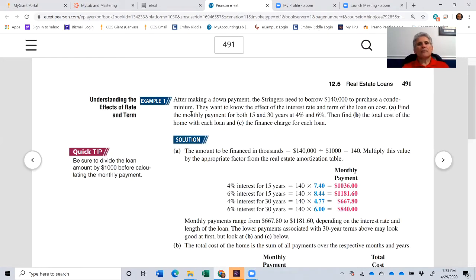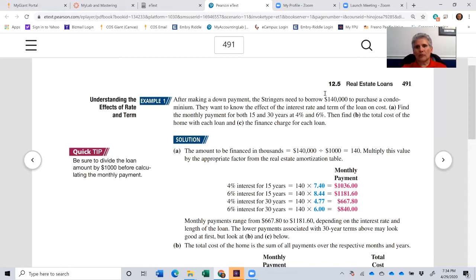Okay, after making a down payment, the Stringers need to borrow $140,000 to purchase a condominium. They want to know the effect of the interest rate and the term of the loan on cost. Find the monthly payment for both 15 and 30-year, 4% and 6% loans, and then find the total cost of the home with each loan and the finance charge of each loan. So 15, 30, and 4% and 6%. So this is just the table lookup.